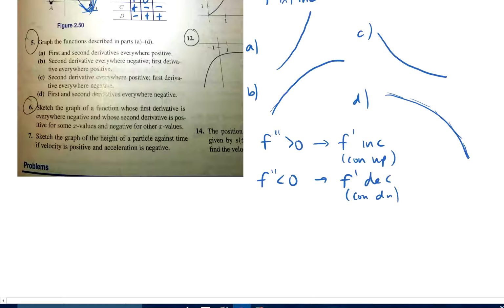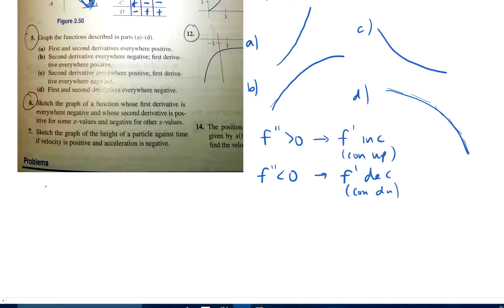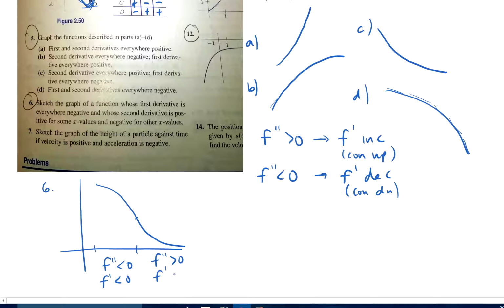Number 6. Sketch a graph of a function whose first derivative is everywhere negative and whose second derivative is positive. Oh, and whose second derivative is positive for some and negative for others. But the first derivative is everywhere negative. So like that. So from this point to this point, we have f double prime is negative, f prime negative, f double prime positive, f prime negative. Okay, really get a good handle on that, and that will do you well as we move through the course.